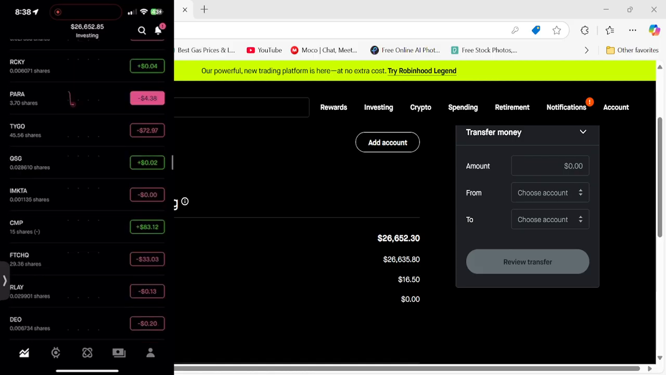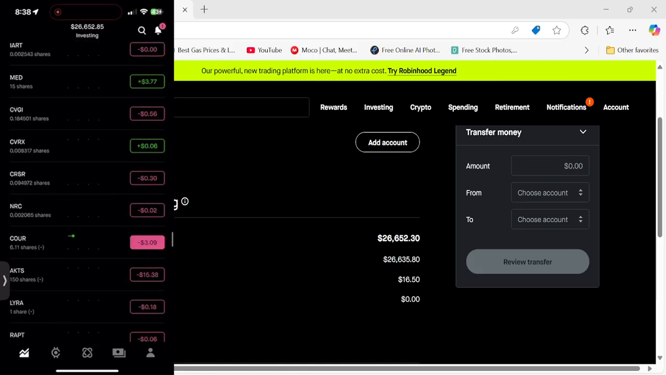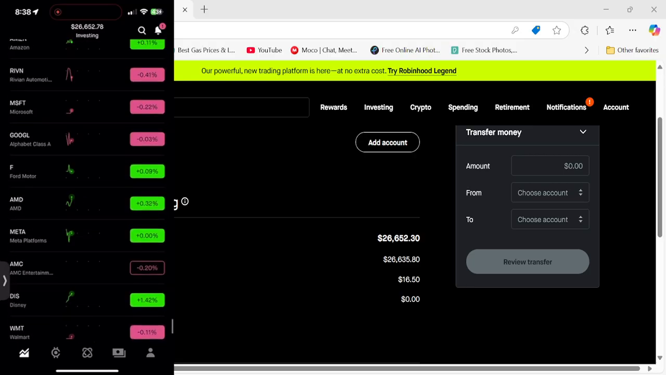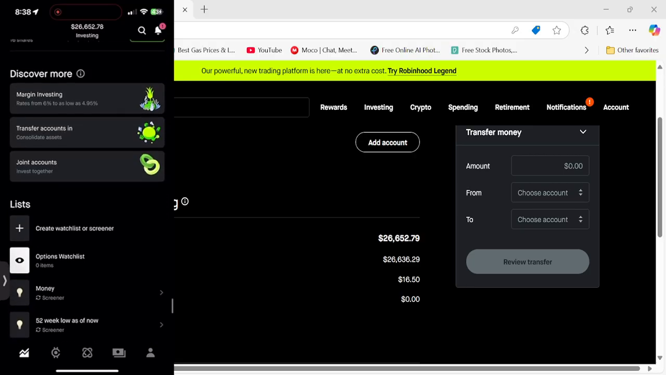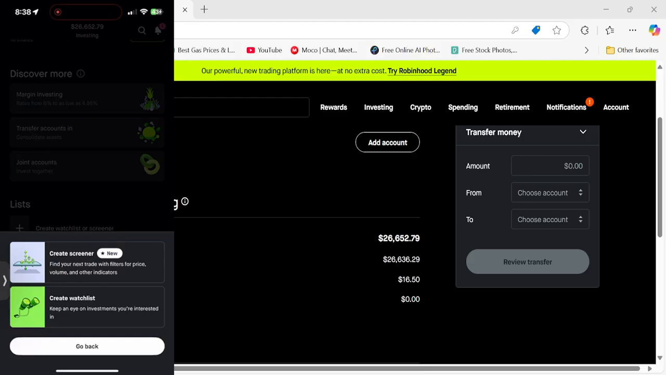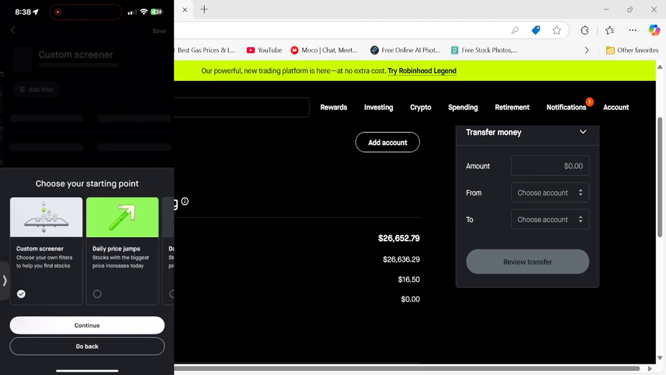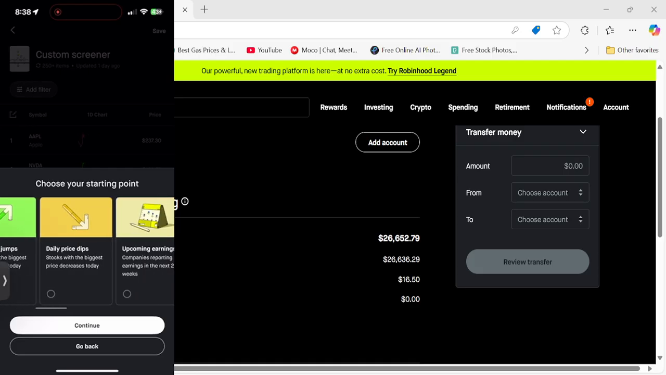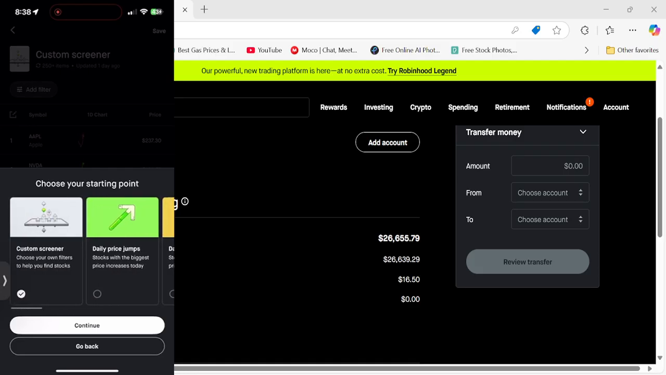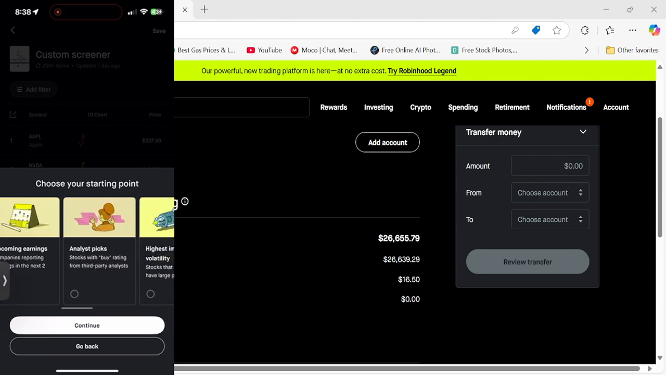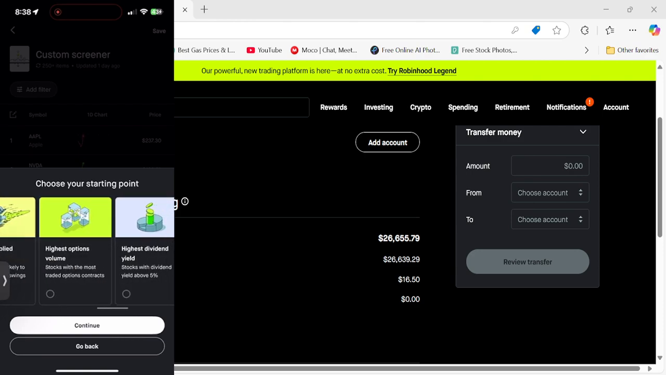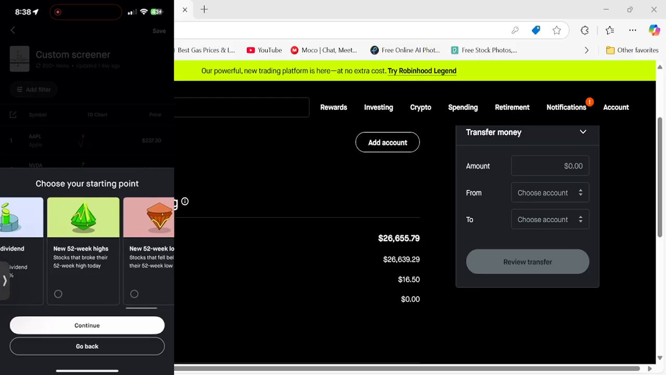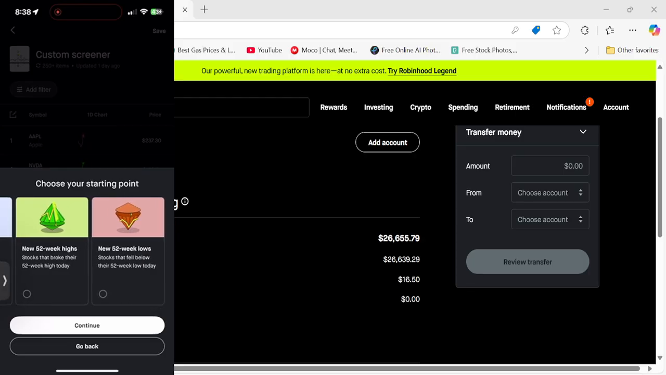Once you create a screener, I'll show you how you create it. You go down here, create a watch list or screener. You would create a screener right here, and then use a custom screener. You could start with some things that they have right here. Let me see if they have 52-week highs, 52-week lows. I click on this one. Choose your starting point. 52-week low. That's what you want to know.